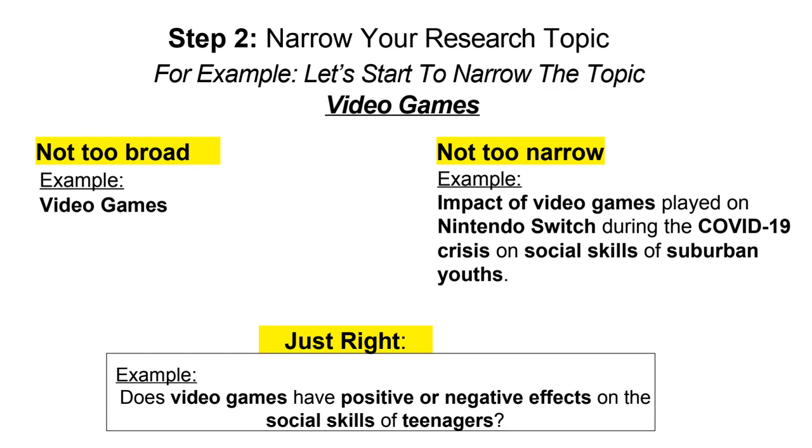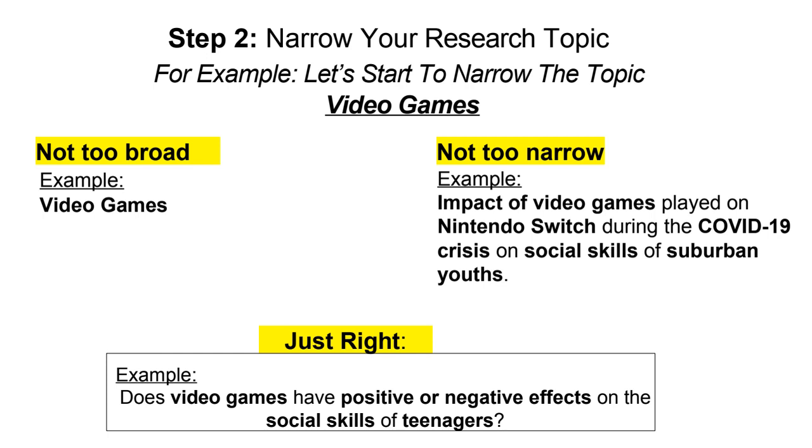So let's go to step two. Step two is now let's narrow that down. We have a general topic that we want to search for. For example, let's say we have video games. If I type video games into Google, I'm going to get millions of results. If you have time to look through millions of results, by all means, look through that. But we still need to narrow down. We can't just use video games as a general topic.